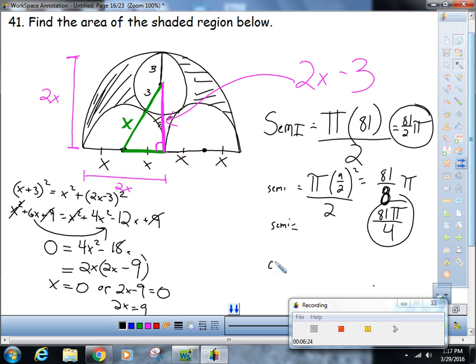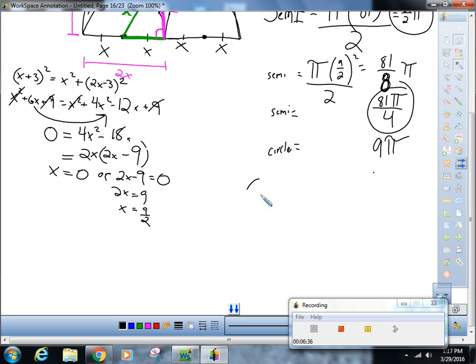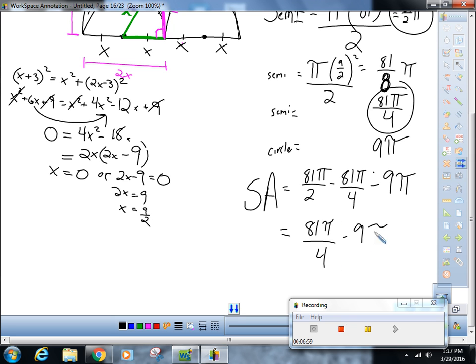Okay? What about the area of the little circle? What's that? 9 pi. So, the shaded area is going to be 81 pi over 2 minus 81 pi over 4 minus 9 pi, which simplifies to 81 pi over 4 minus 9 pi. And that's the exact answer. Be easier in decimals. Boom!